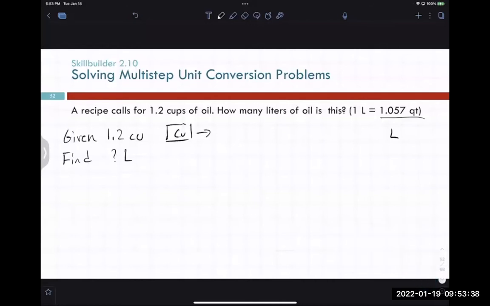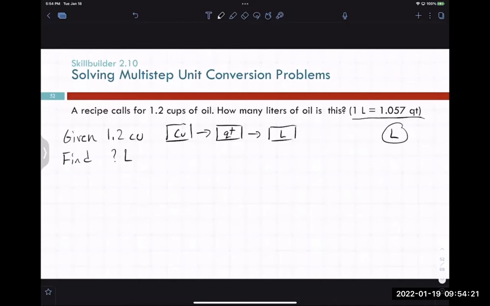All right. So we can go from cups to quarts. Again, on the unit analysis worksheet, you are given a table that has everything that you need. So if you can't find it in there, look again, or maybe you're going down the wrong path. So we can do cups to quarts. And then we're given this conversion factor over here, which shows us that we can convert from quarts to liters. And then that matches what we were looking for.